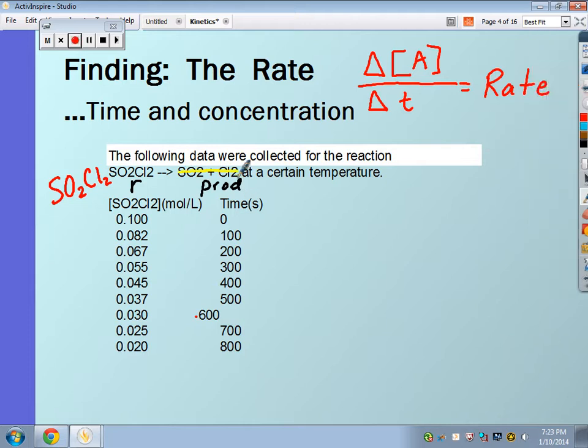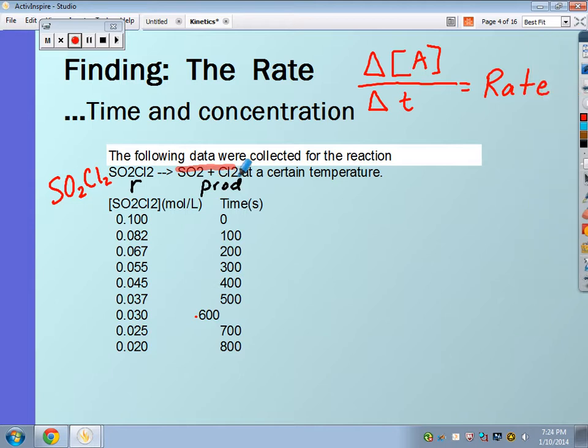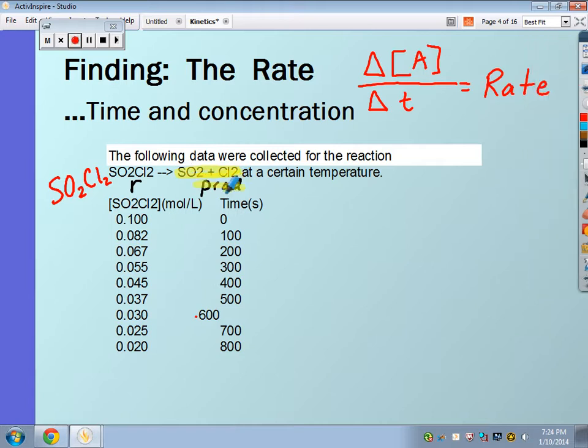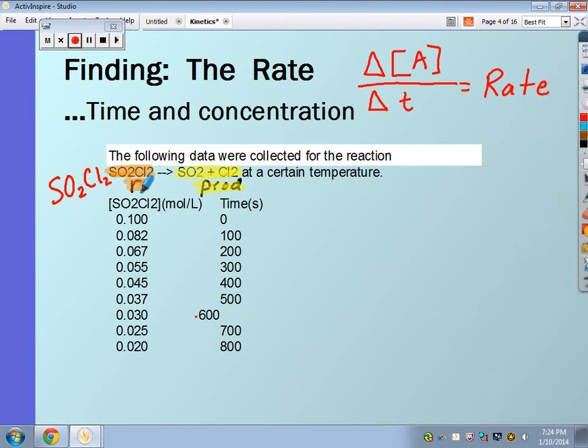I'm going to go ahead and highlight these. Oh, that's not highlighting. So these are the products. This isn't working, is it? So these are the products. There you go. And this is a reactant. In this case, there's only one reactant.